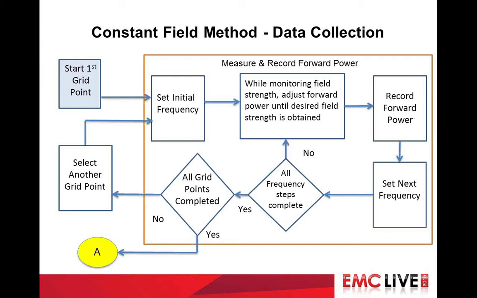This is a block diagram showing how UFA, the uniformity field area, is calculated using constant field method. First, you need to pick a start grid point. Using the following steps to measure and record the forward power for each frequency. Increase the forward power until desired field strength is reached. Record forward power. If all the frequencies are completed, then select another grid point and measure the recorded forward power. When all the forward power frequencies are measured for all the grid points, then we are ready to determine the forward power to be used. This basically is measuring the forward power while keeping the field strength constant.